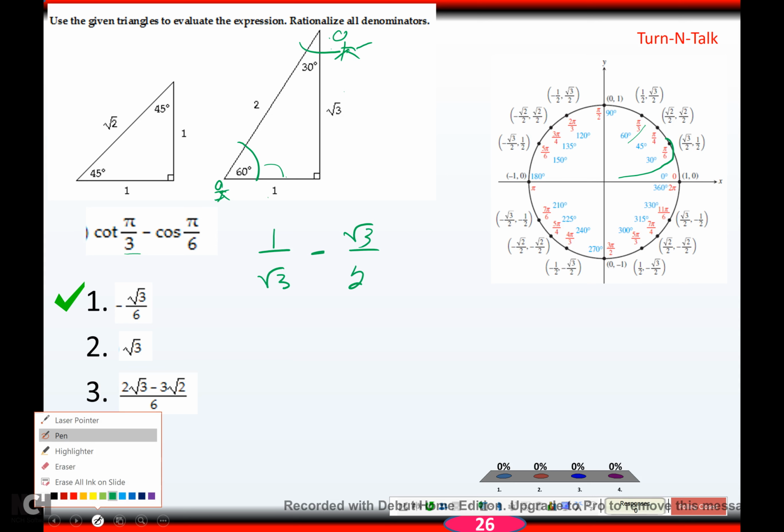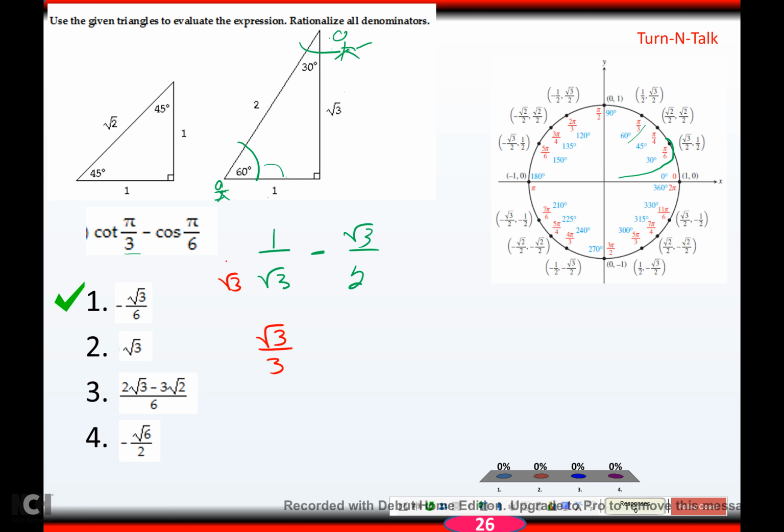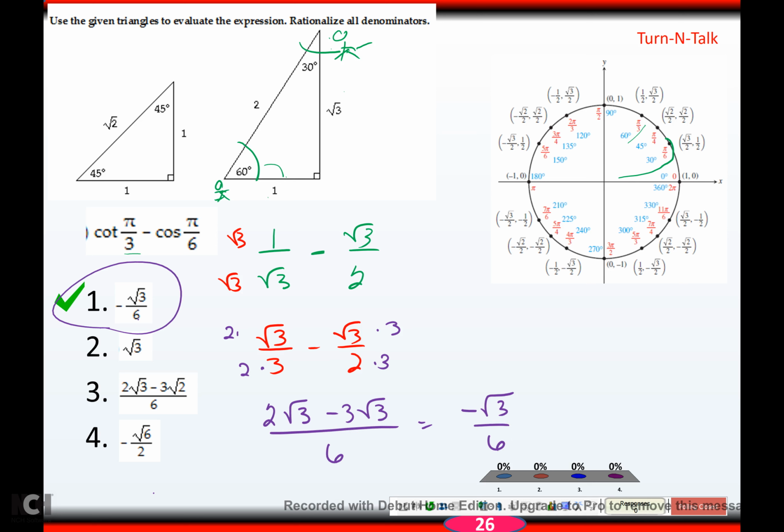So let's see. If I rationalize the first one, that's going to be square root of 3 over 3, minus square root of 3 over 2. I've got to get a common denominator, which will be 6. That gives me 2 square roots of 3 minus 3 square roots of 3 all over 6, which gives me negative 1 square root of 3 over 6. Okay?